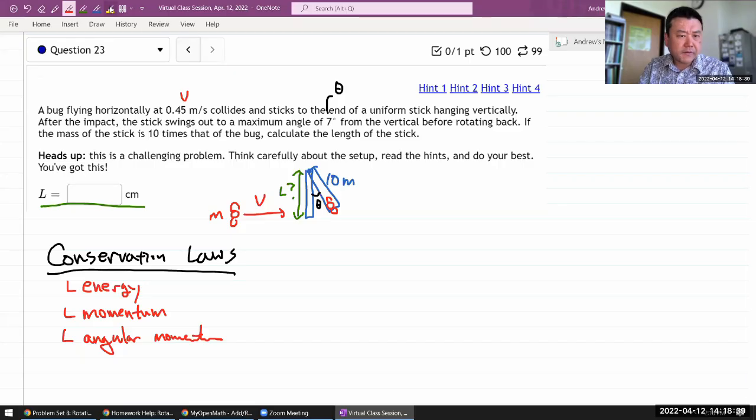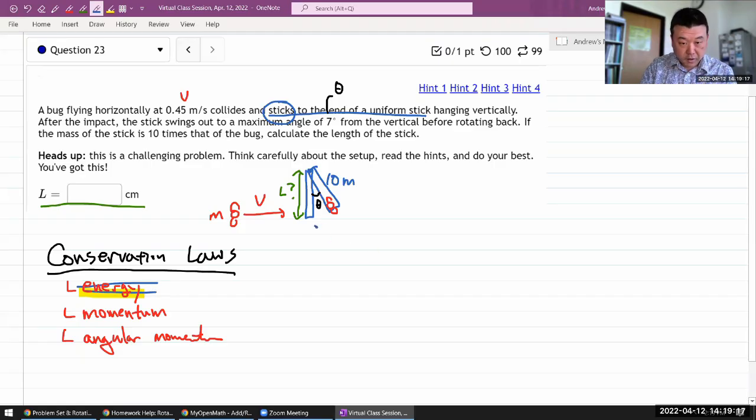I think it's relatively easy to rule out energy conservation. As you are reading the question carefully, it says sticks to the end of a uniform stick. And this "sticks" is an important part. I hope that the phrase sticking reminds you of a completely inelastic collision, where the most possible kinetic energy is lost, and that's exactly what's going to happen here. So based on that, I'm going to rule out conservation of energy. The way this interaction works, at least for the collision part, conservation of energy wouldn't work.